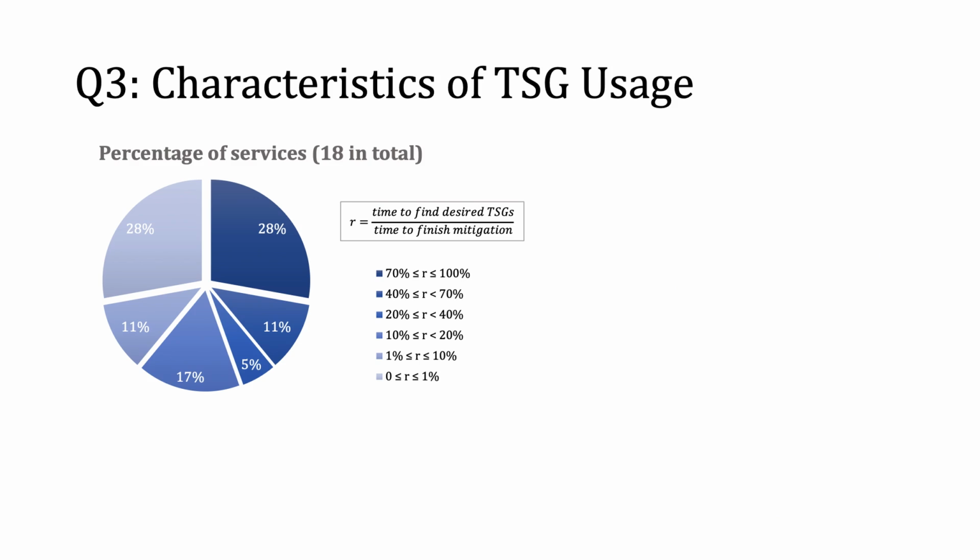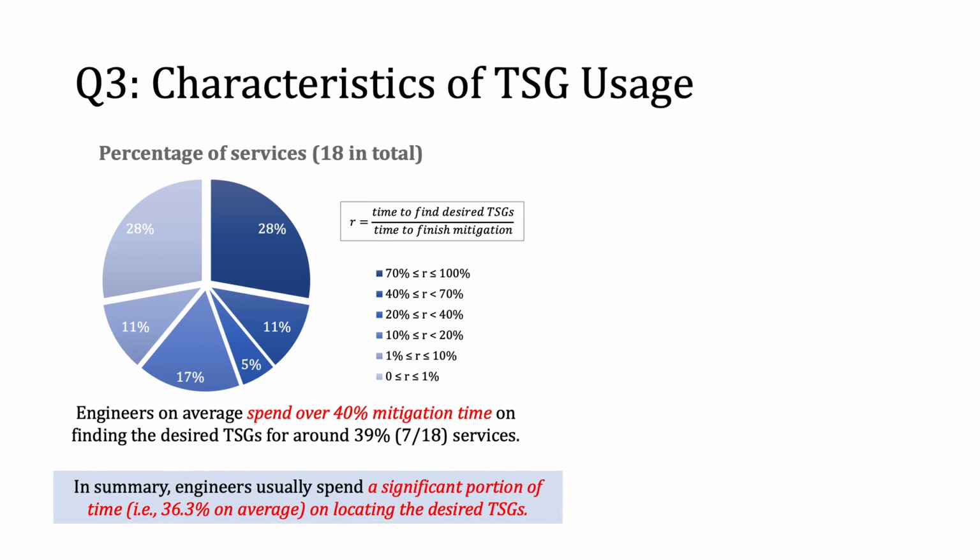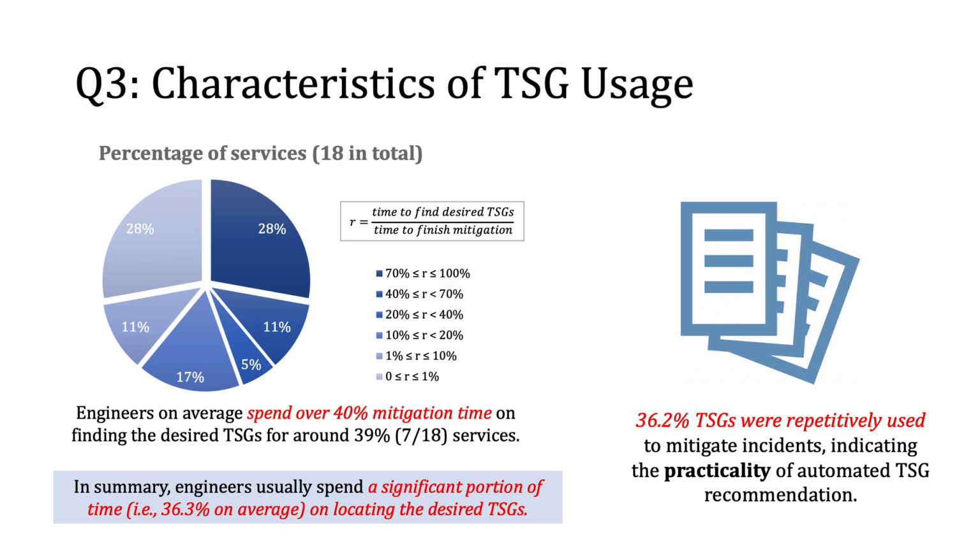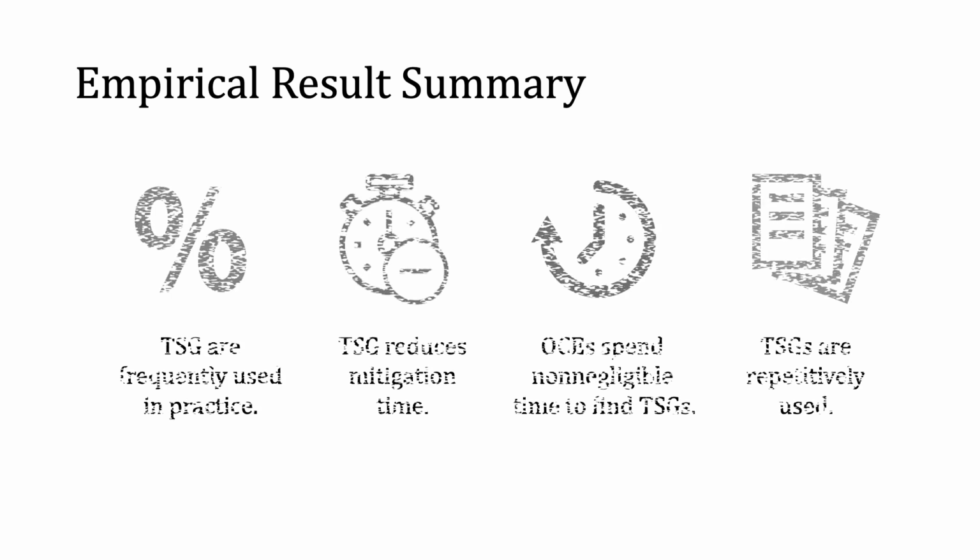Finally, we analyzed the characteristics of TSG uses. The result is that engineers spend over 40% of mitigation time on finding the desired TSGs for around 39% of services. Engineers usually spend a significant portion of time on locating the desired TSGs. In addition, about 36% of TSGs were repetitively used in our studied dataset.